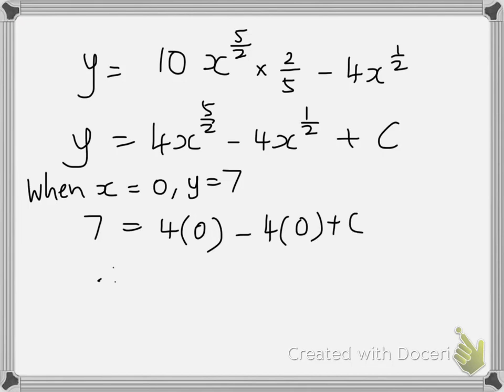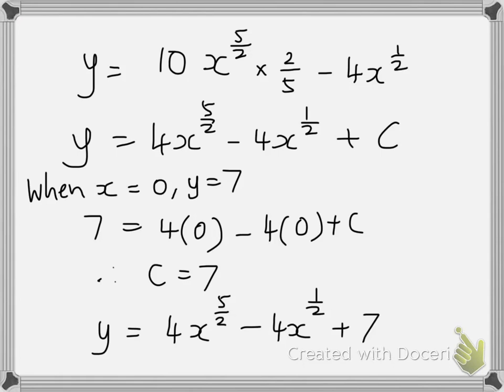So therefore, c is 7. So what is the equation? y equals 4x to the power 5 over 2 minus 4x to the power half plus 7. Yeah, you just leave it like that. Now if you look at this line here, x to the power 5 over 2 and x to the power half, what is the best you can write? Probably just the second one. Instead of writing x to the power half, what do you write? 4 square root x, right?